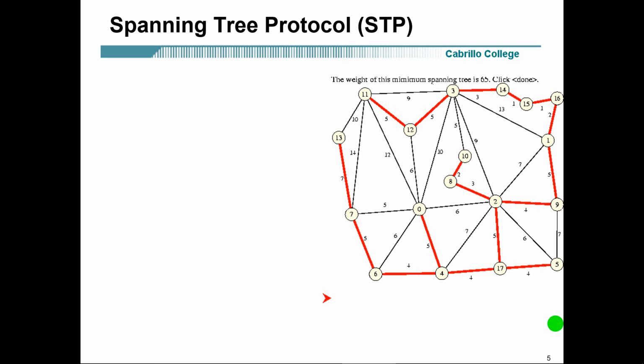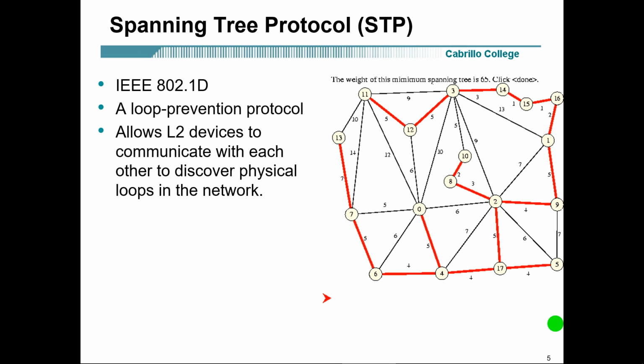But why would you want to do that? Here we have a pretty complex network. So, how do we use spanning tree to help in this network situation? Well, spanning tree will actually do loop prevention. This one is going to be IEEE 802.1D. This is legacy STP. It allows layer 2 devices to communicate with each other, as well as to discover physical loops in the network.